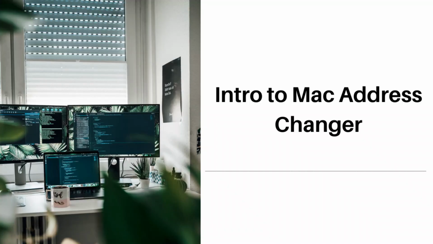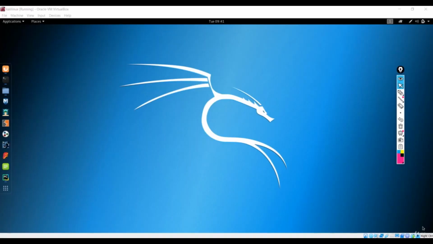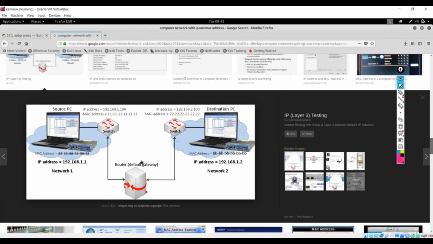So in this journey of remaining anonymous in the network, we'll start off by changing the MAC address of our machine. First of all, we'll see what IP addresses and MAC addresses are, and what the components of the network are. So let me open this picture here real quick, and you will see that it shows these IP addresses and MAC addresses.